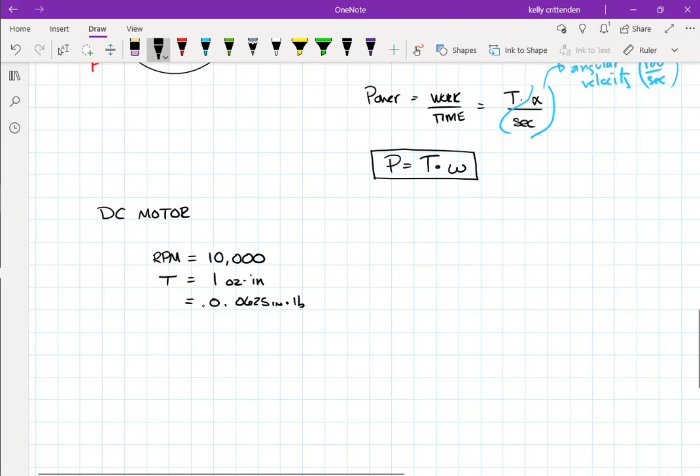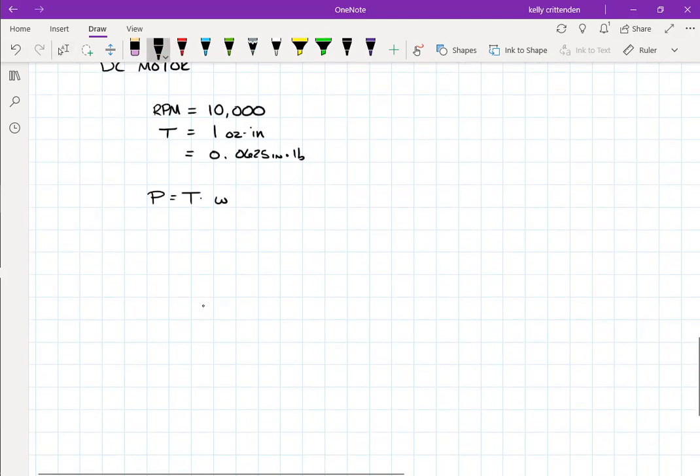So let's calculate how much power our little DC motor here, or 50-cent DC motor, is going to do. Our torque, I've already converted over, so 0.0625 inch-pounds of torque at 10,000 revolutions per minute, which we do need to convert. 1 minute is 60 seconds, and 1 revolution is 2 pi radians.